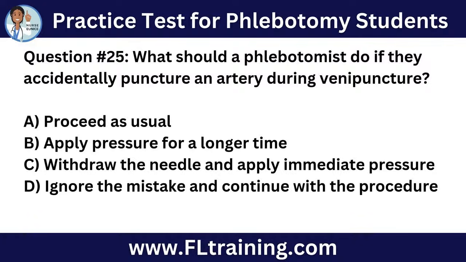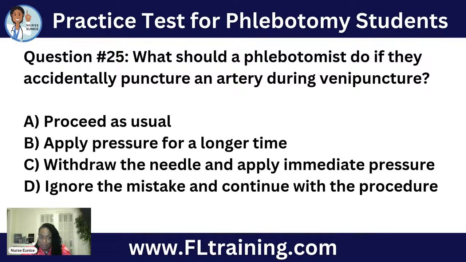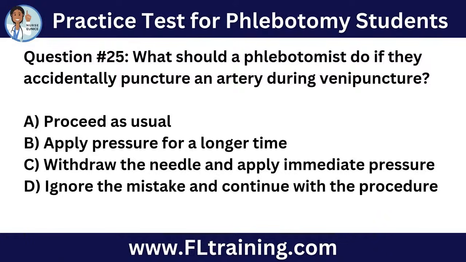You all are a group of awesome caregivers. So question number 25, what should a phlebotomist do if they accidentally puncture an artery during venipuncture? Oh, that means you didn't do your proper steps. You didn't palpate, because if you palpate, you'll know that veins are spongy. They don't pulsate. So if you accidentally hit an artery, what should you do? A, proceed as usual. B, apply pressure for a longer time. C, withdraw the needle and apply immediate pressure. D, ignore the mistake and continue with the procedure.